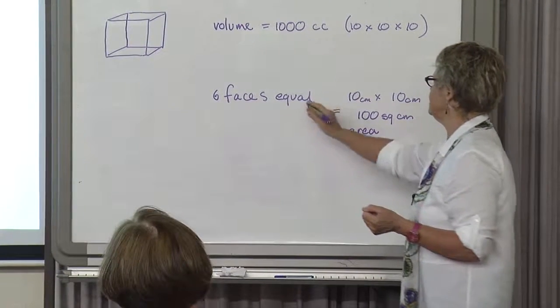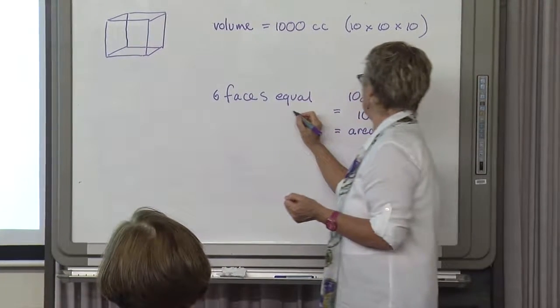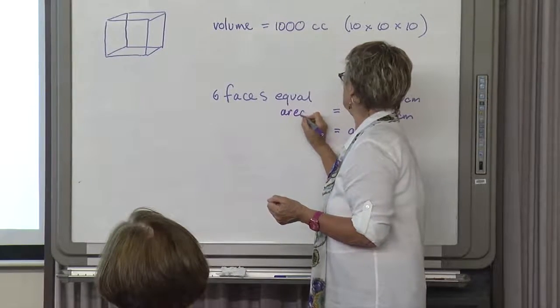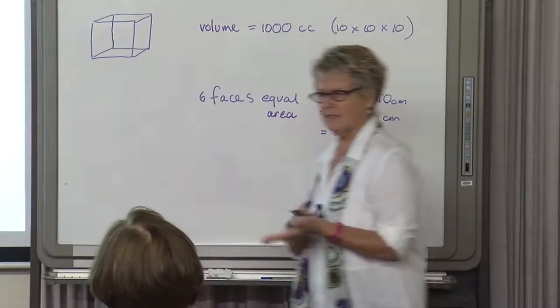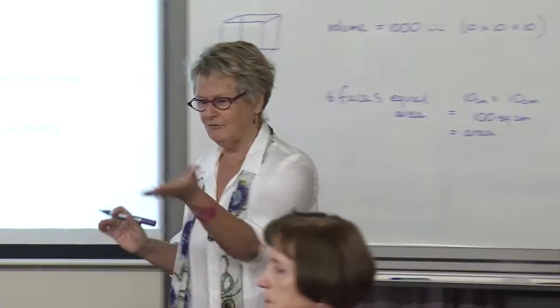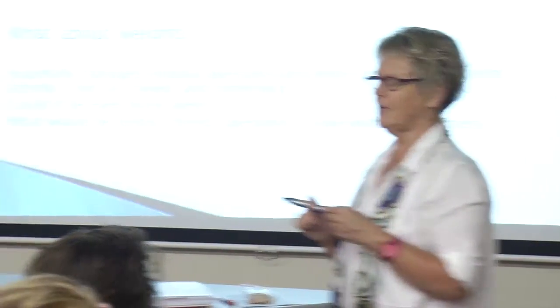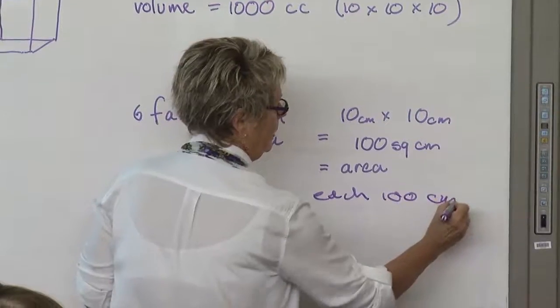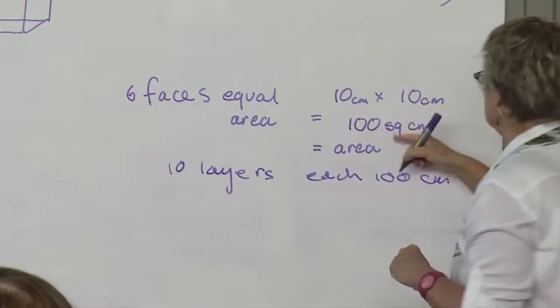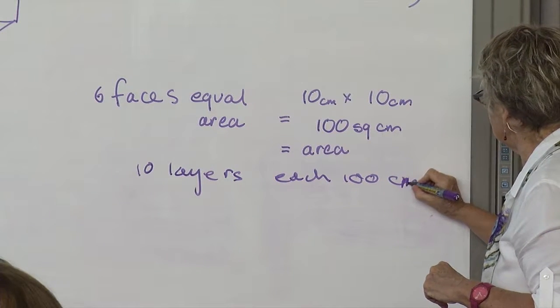So we've got 6 faces that are equal and their area is 100 square centimetres. And we can see that if we look at it. Yep, okay. Something from the back table there? Each layer is 100 and there are 10 layers. Okay, 10 layers, yep. Can I write square centimetres in a different way as well? Yeah.